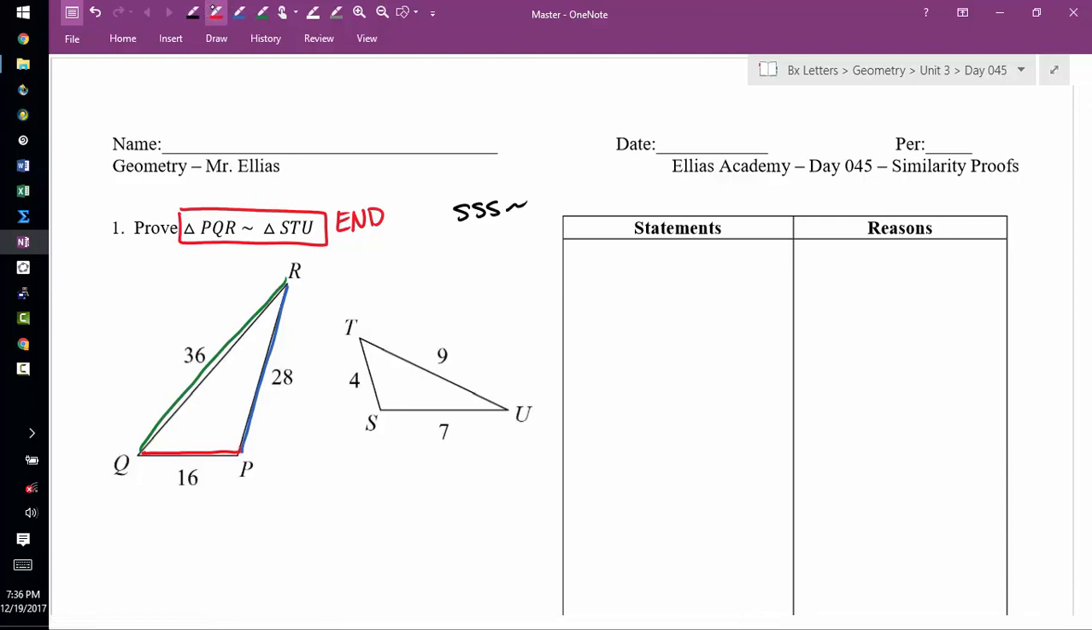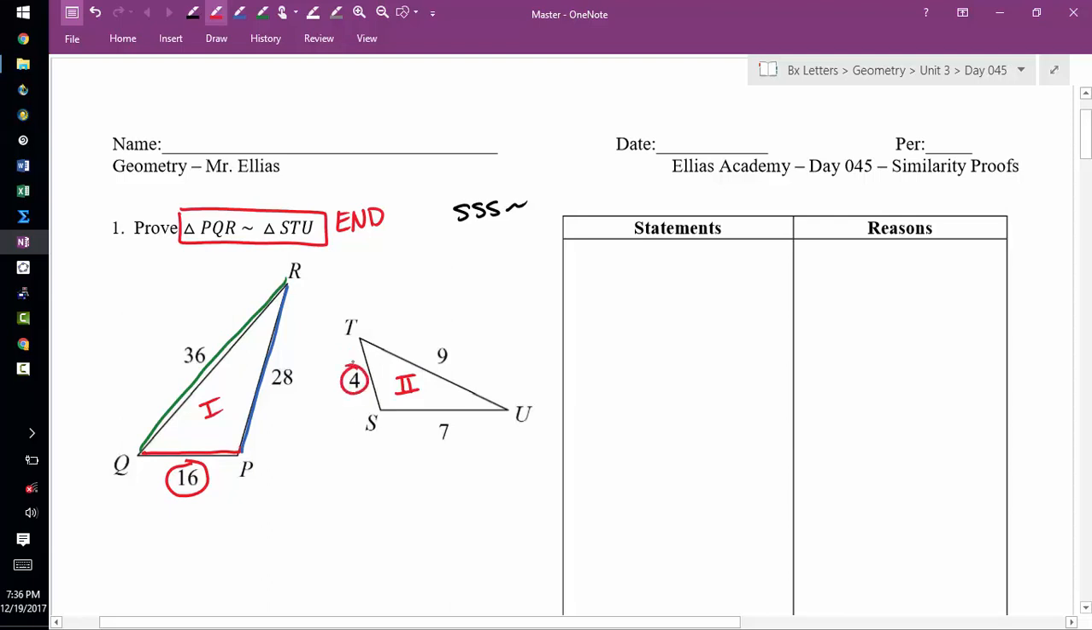And I'm just going to identify corresponding parts. So to do that, I look at triangle 1 and I identify the smallest side. That would be the number with the smallest value. So 16 is the smallest. I look at the corresponding triangle, I'm going to call it Roman numeral 2. I say, out of these numbers, which is the smallest? And 4 would be the smallest.